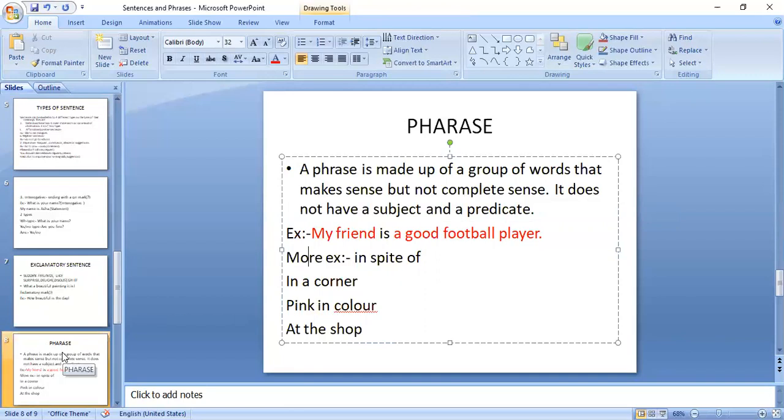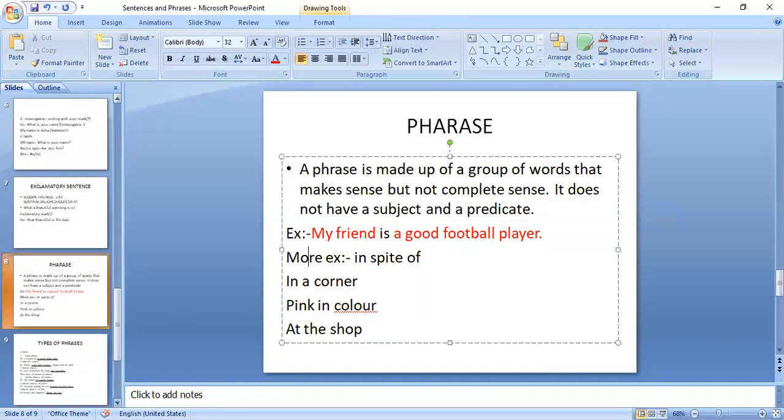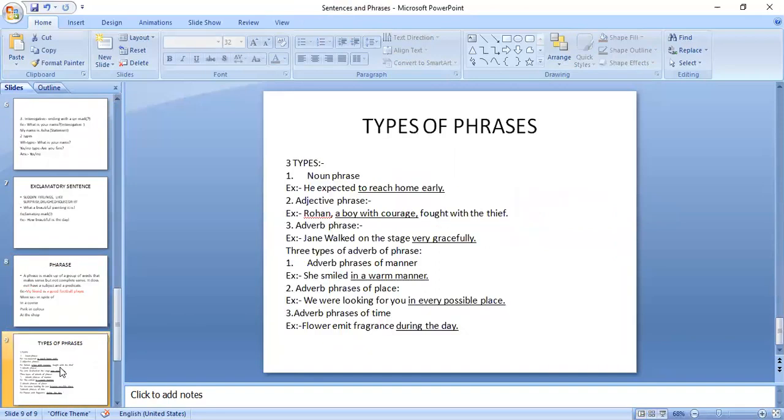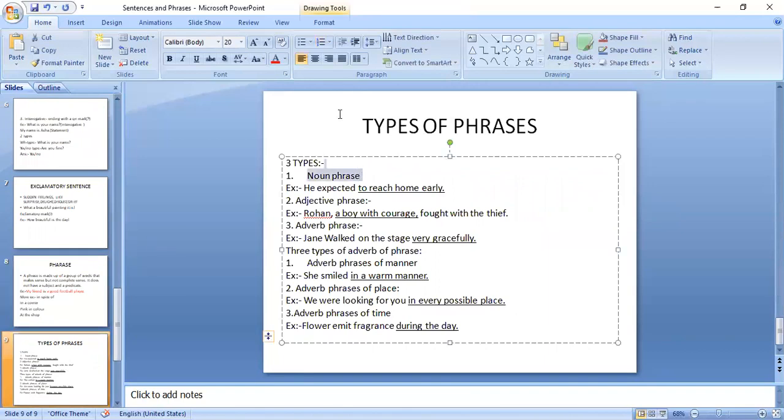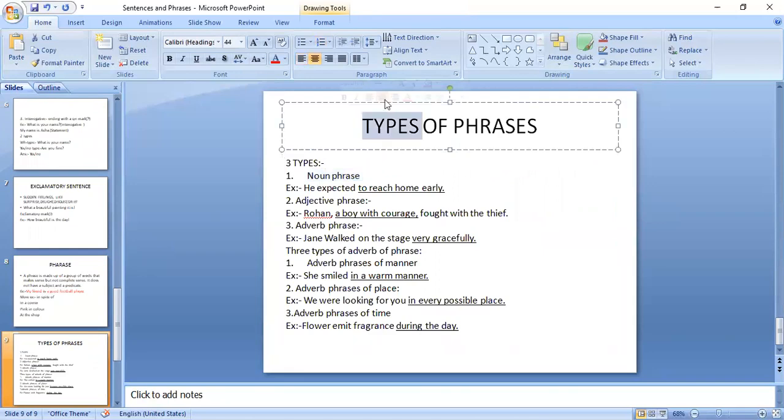And these phrases are of different types. What are the types of phrases? There are three types of phrases: noun phrase, adjective phrase, and adverb phrase. Noun phrase. What is a noun phrase? A noun phrase is one that acts as a noun in a sentence. One example I have taken: He expected to reach home early.